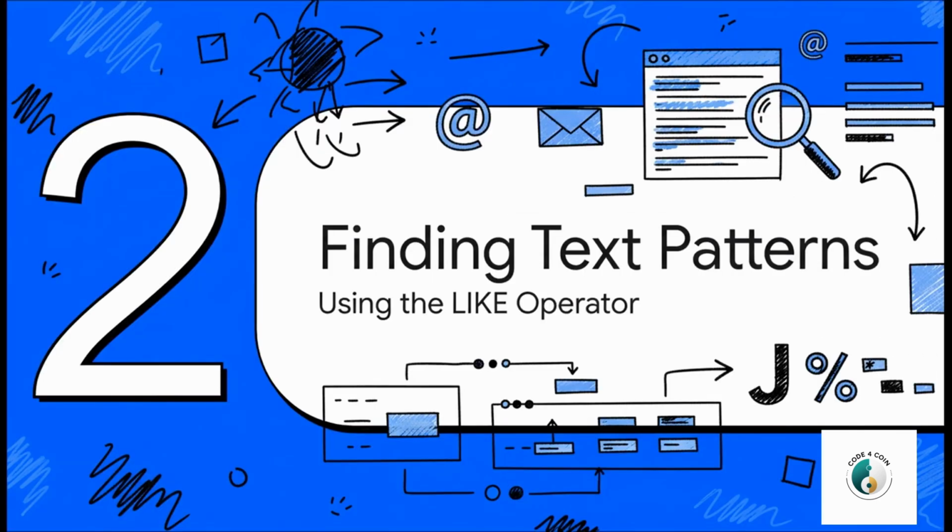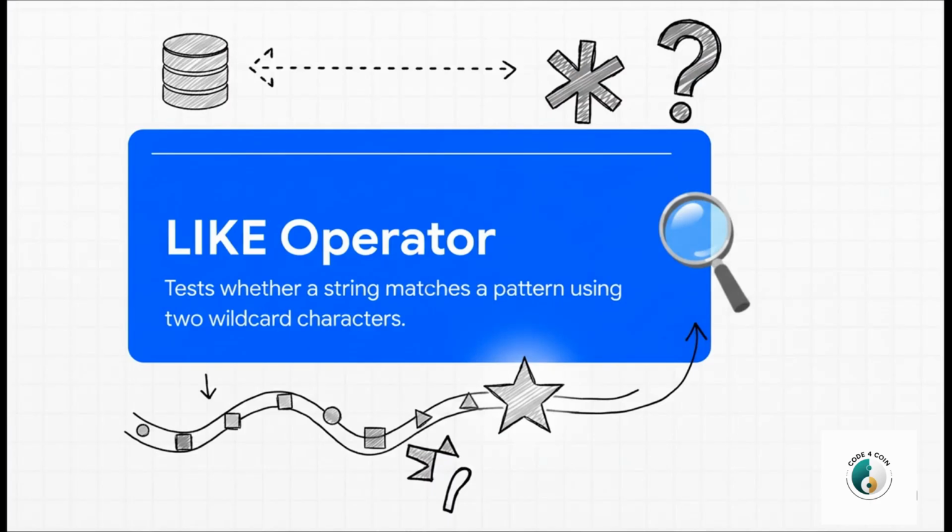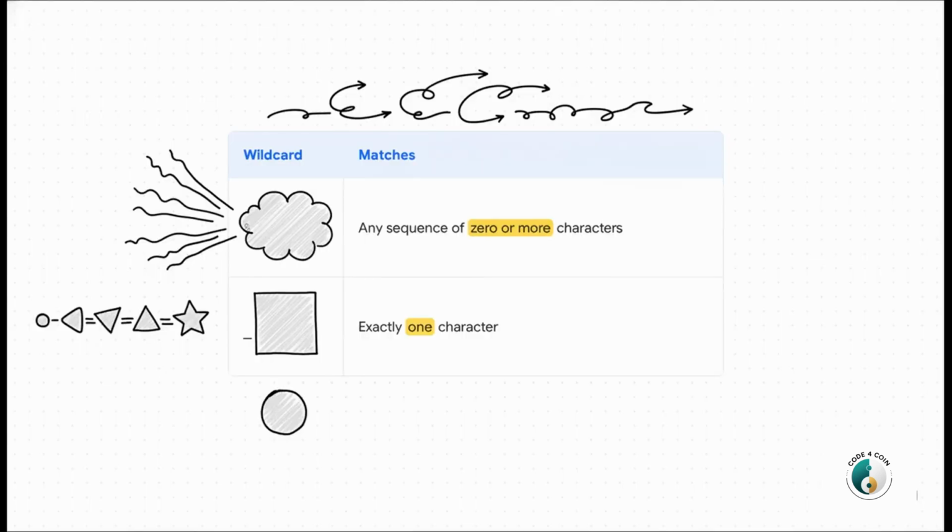All right, next tool in our kit is for taming text data. Whenever you need to find, say, all the names that start with the letter A, or every single product that has the word simple in its description, like is going to be your best friend. So like lets you see if a string matches a pattern you define. But the real magic isn't the operator itself, it's the wildcards you use with it. They're what gives like its power. And that power really comes from just two simple wildcards.